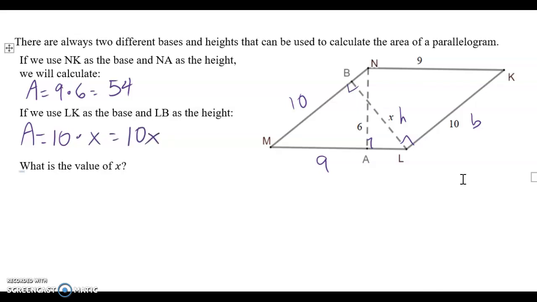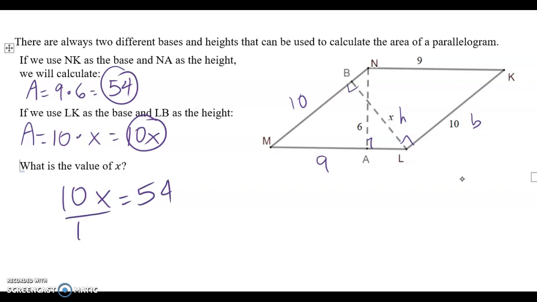Okay? Now, I've calculated the area two ways using two options for base and height. But my area has got to be the same. So that means that these two values, 54 and 10x, they're equal. Okay? 10x equals 54. So if I want to find the other height, x, the other height there, I solve for x by dividing. I divide both sides by 10. That cancels out. So I show that x is equal to 5.4 units.